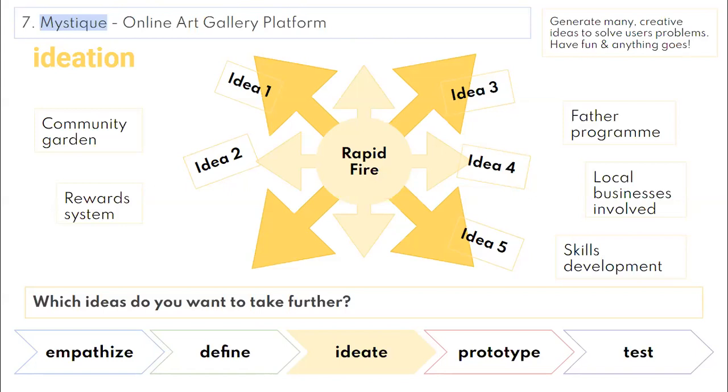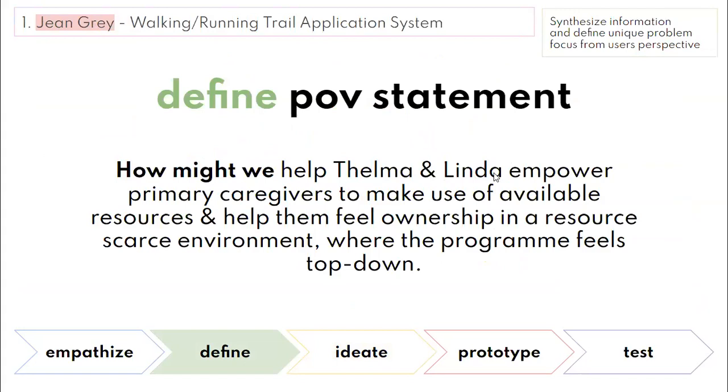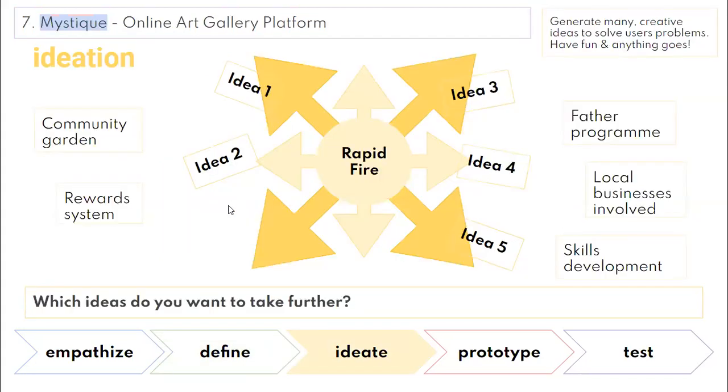In relation to this particular group that I've noted, a community garden was an idea. It sounds simple and plain, but for that context, probably a radical idea. A rewards system is another idea, like instituting a reward system for allowing there to be engagement in the homes. Creating a father program. Noting that these are two women who are engaging here and they're wanting to empower other primary caregivers, we can safely assume that the majority of these caregivers are women. And so how do we get men involved? Create a father program, have them be a part of this process.